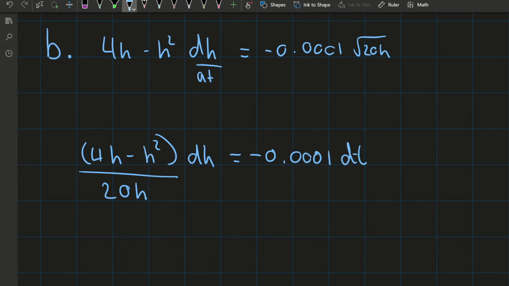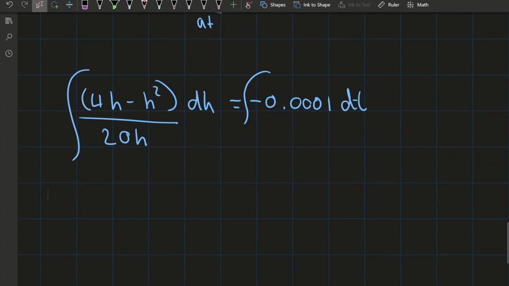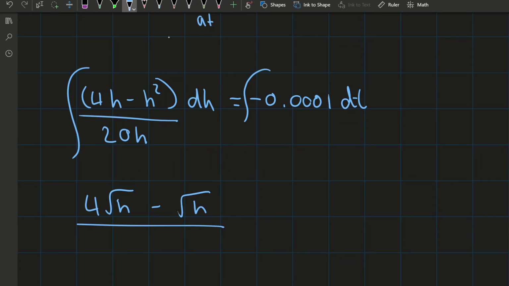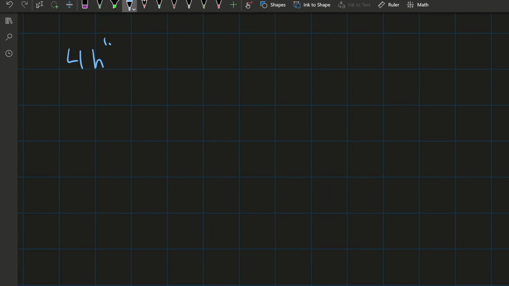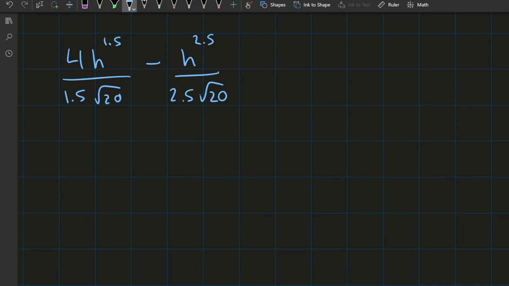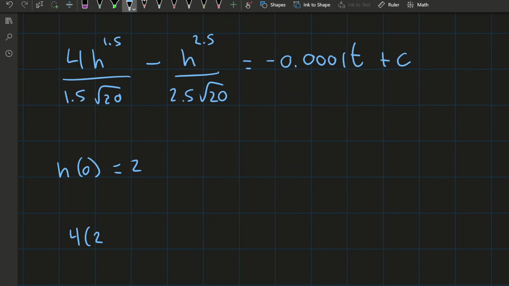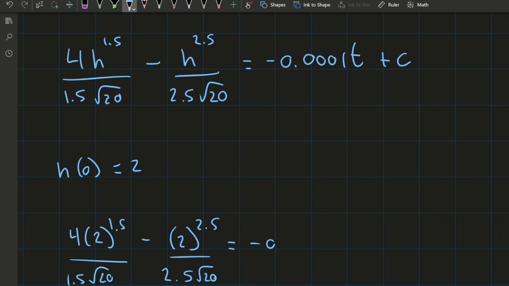Now, in order to answer the question of how long it will take for the water to drain completely, we derive the formula of h in terms of t by separating the variables of the equation for dh over dt. To find the value of the constant c, we use the initial condition that the tank was half full in the beginning. Thus, h at time 0 seconds is 2 meters. We input these values into our formula and solve for c to get a value of 1.18.